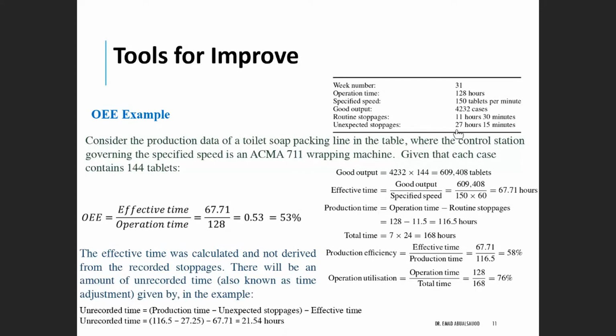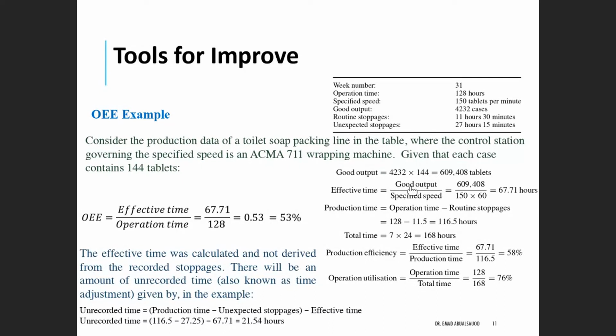Also, the unexpected stop time is very high. And that means there is something need to be analyzed. The routine stop, although we say that it can be improved using SMED or any other tool to reduce this routine stop, but the unexpected stop is double the time for the routine. So there is something wrong going on. They have to analyze how to reduce this waste of time, which will definitely increase their production of good output.